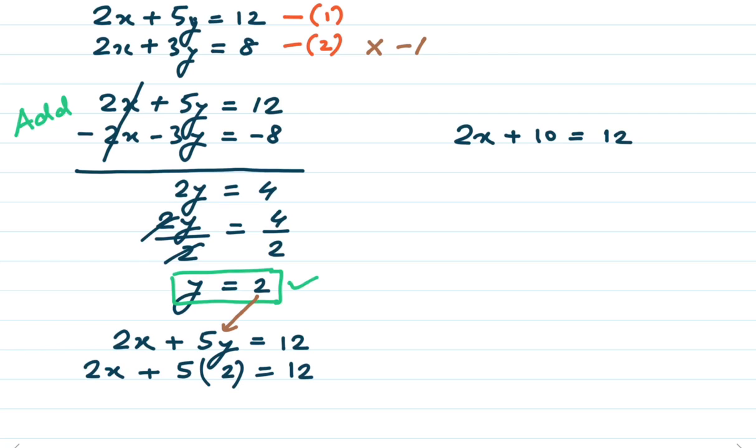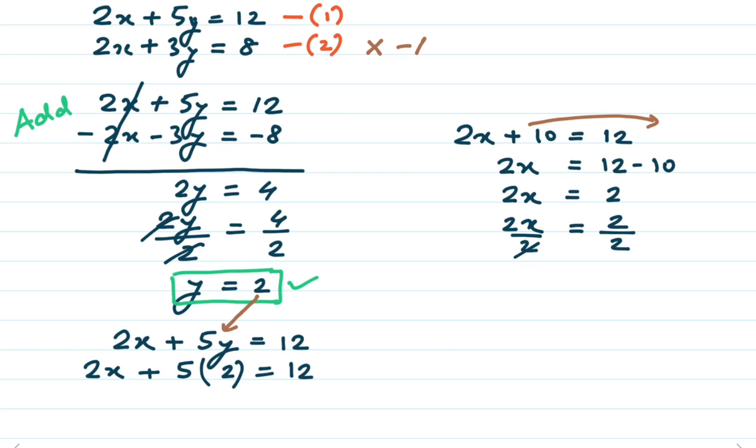I'll shift the positive 10 to the other side, and so I have 2x equals 12 minus 10. That gives me 2x equal to positive 2. I divide both sides by 2, and so I get x equal to 1. That is my answer for x.